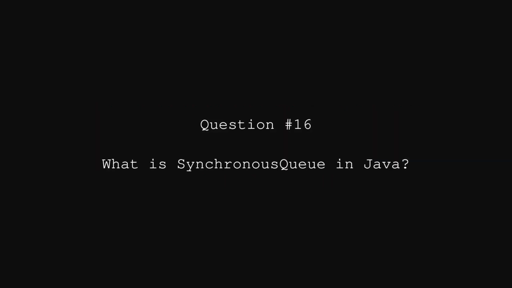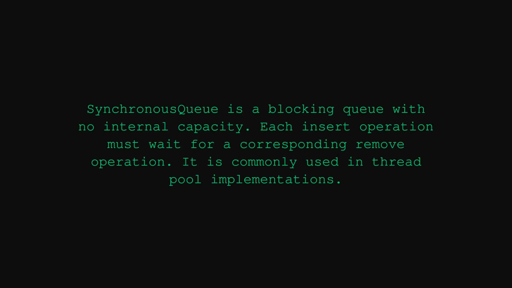Java interview question. What is SynchronousQueue in Java? SynchronousQueue is a blocking queue with no internal capacity. Each insert operation must wait for a corresponding remove operation. It is commonly used in thread pool implementations.